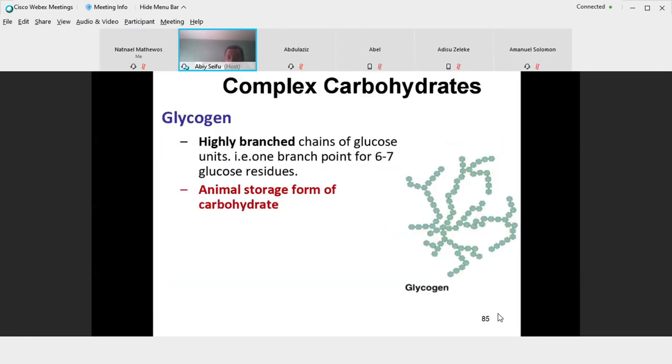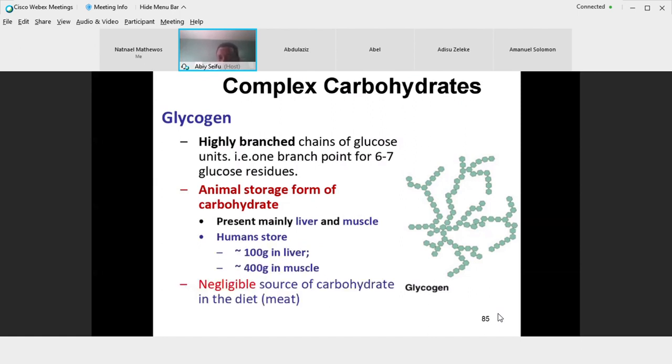The other homopolysaccharide is glycogen. Now, glycogen, sometimes called amylopectin of starch. It is more highly branched than amylopectin of starch.